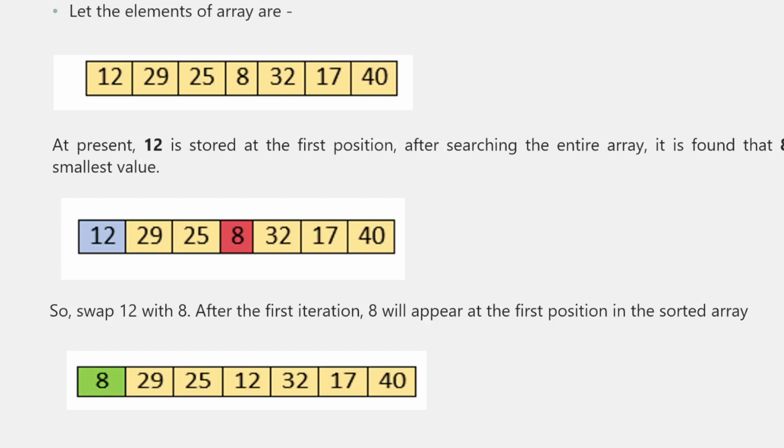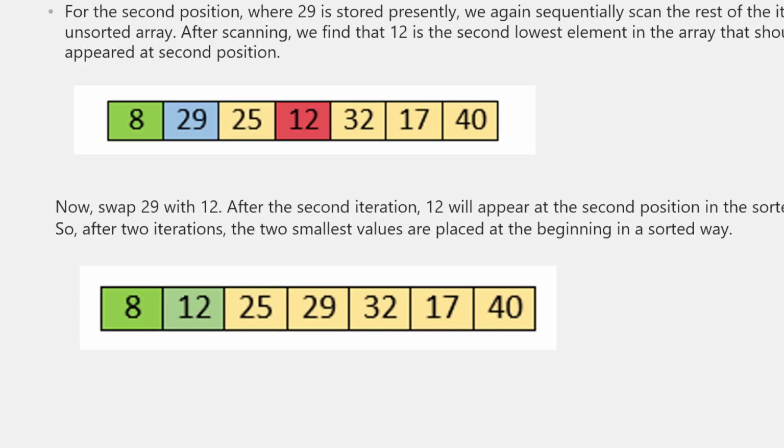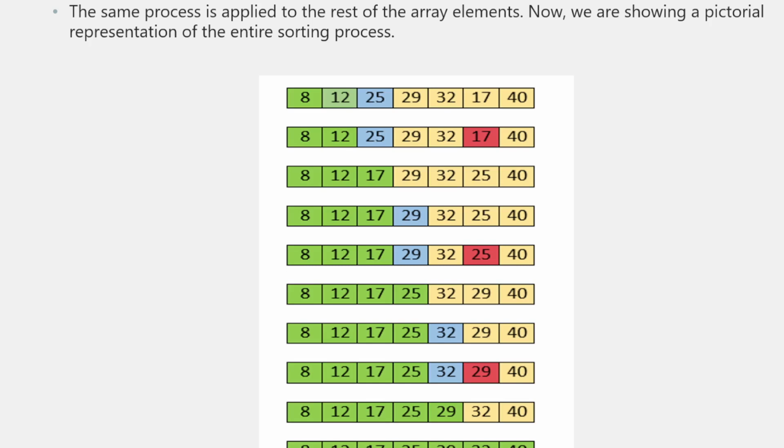Next, we will increment the min value. So the min value now points to the first position, that is 29. Again, we need to find the next minimum element. The next minimum element is 12. We will interchange 12 with 29. Next, min points to the second position, that is 25. Again, we have to find the minimum element. The next minimum element is 17. Next, we will interchange 25 with 17.